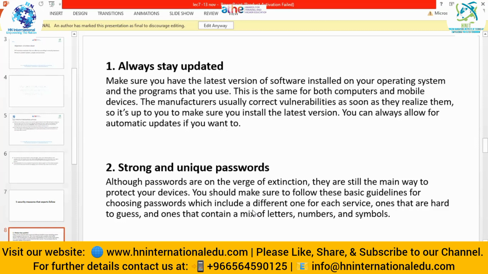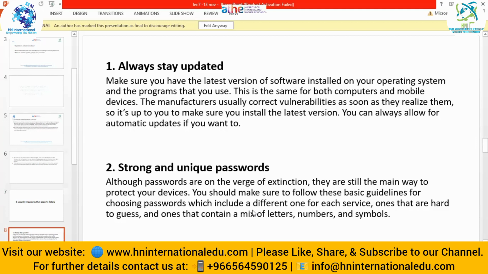There is some new threat, there is some new virus, or there is something new that needs to be protected. So make sure you have the latest version of software installed on your operating system and the programs that you use. This is the same for both computers and mobile devices. The manufacturers usually correct vulnerabilities as soon as they realize them. So it's up to you to make sure you install the latest version. You can always allow for automatic updates if you want to.